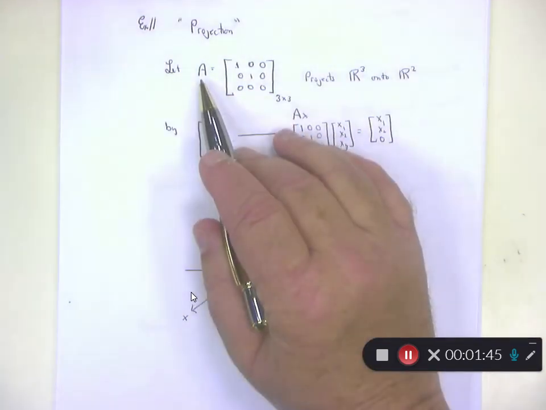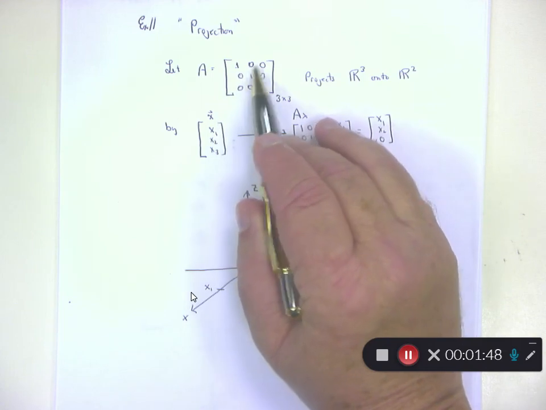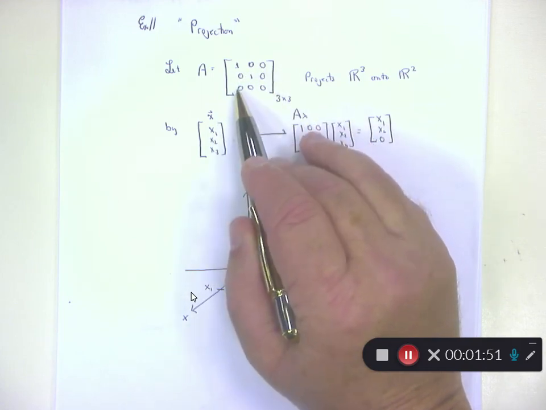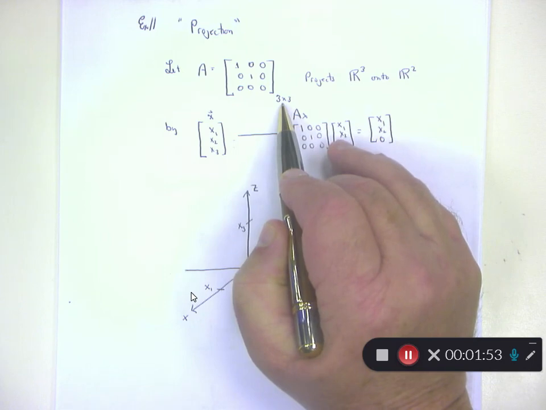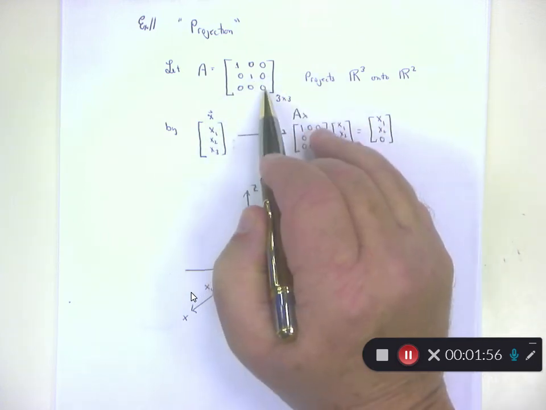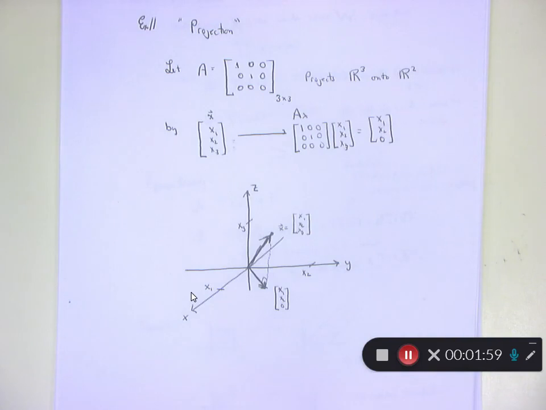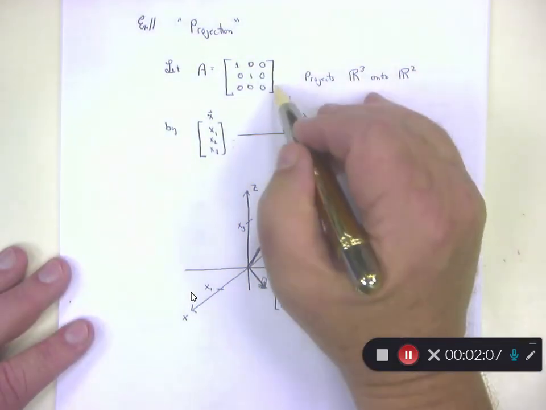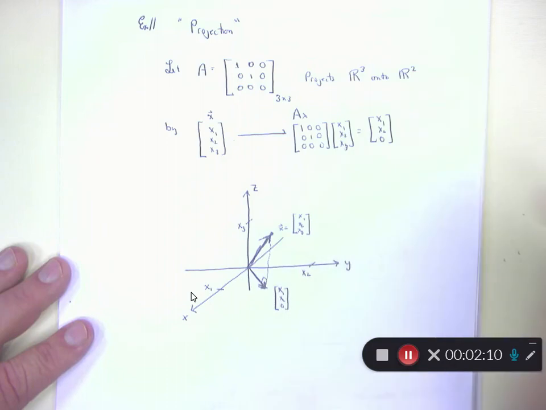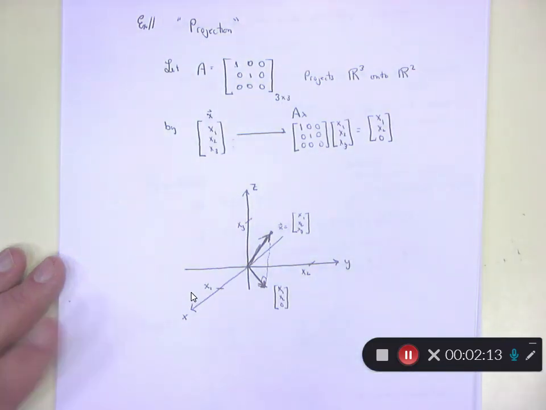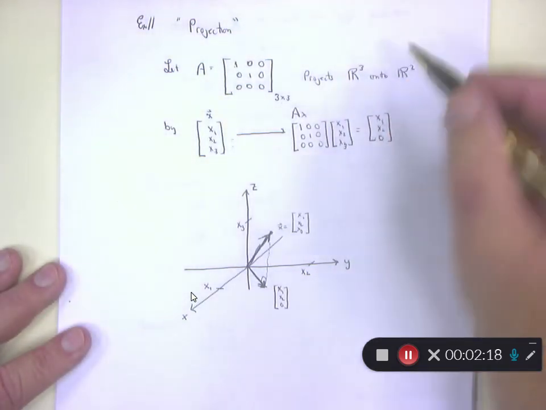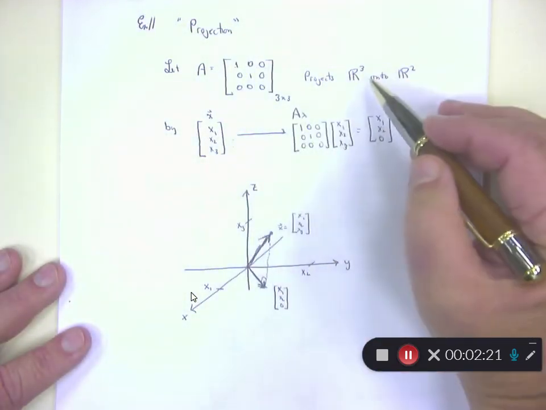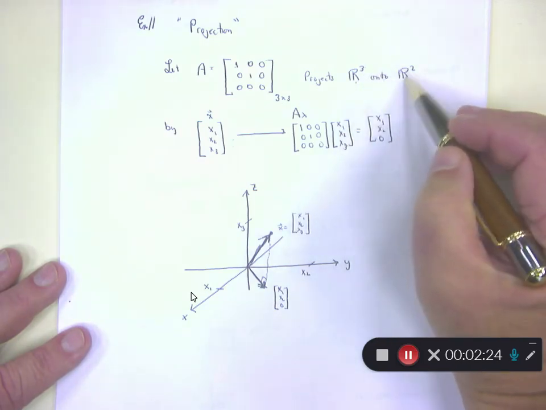So A is equal to the matrix 1, 0, 0, 0, 1, 0, and then 0, 0, 0. It is a 3 by 3 matrix. Notice that on the last row and last column, I have a bunch of zeros. Now, what kind of vector do I have to multiply by a 3 by 3 matrix? It's got to be a 3 by 1 vector, so it's going to have 3 components. That's a vector from R3. But what this matrix is going to do is project R3 onto R2.